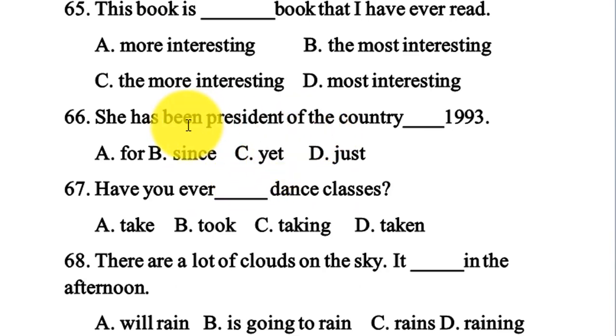She has been president of the country, blank 1993. President, silent T, which is an American accent. She has been president of the country, blank 1993. The question focuses on present perfect, especially on adverbs, which basically give a clue to use either present perfect or present perfect continuous, sometimes past perfect or past perfect continuous.